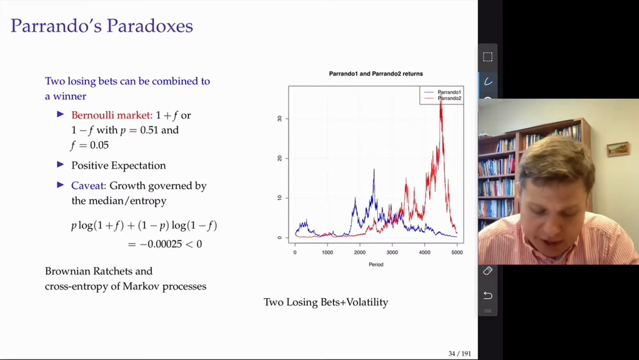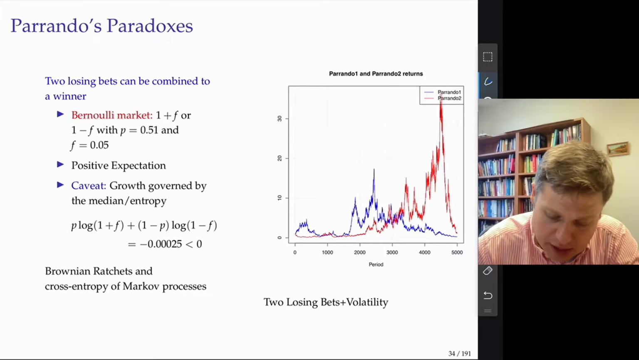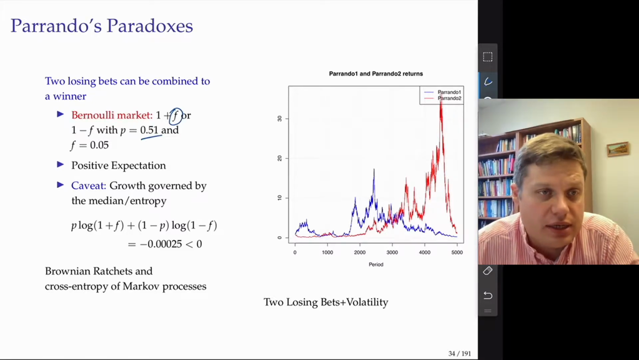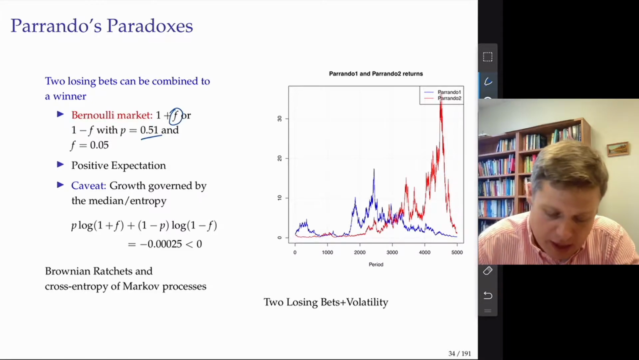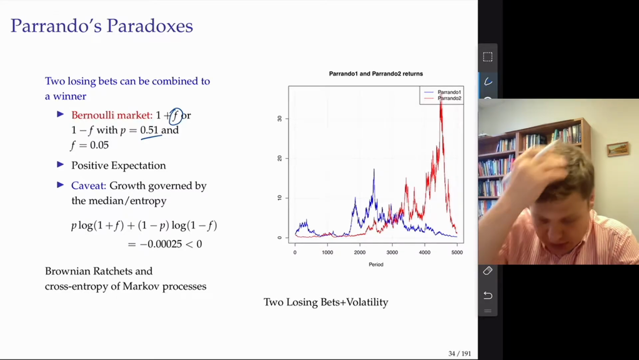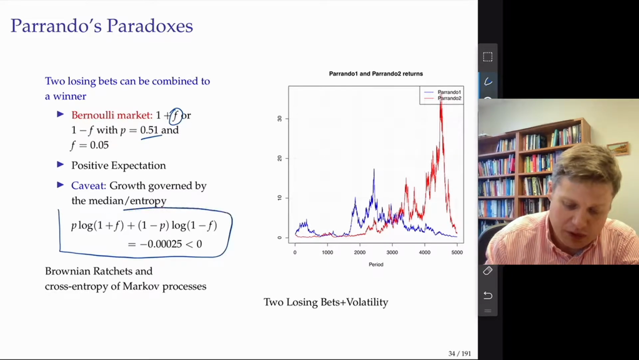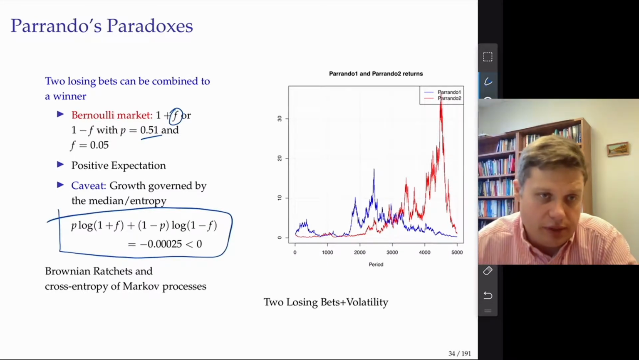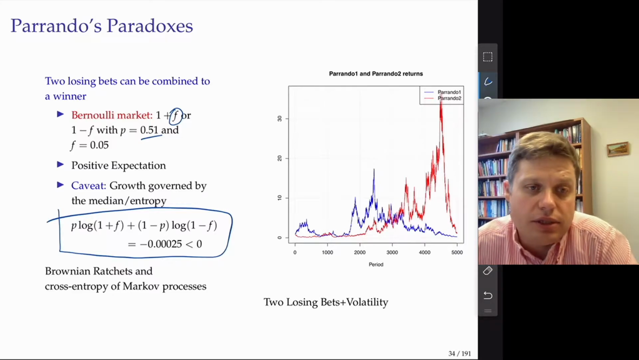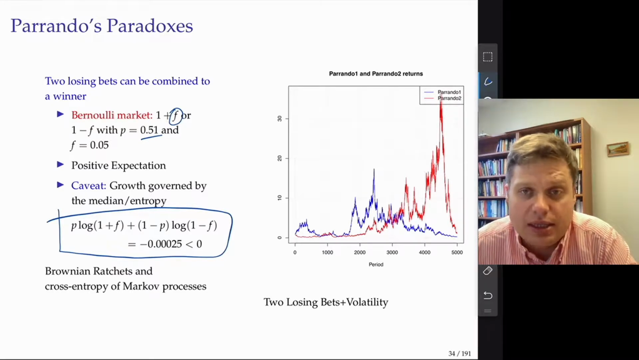So the first losing strategy is just a Bernoulli market. You gain f with probability 51%, and let's say f equals 5%, and then you lose f, you lose 5% with probability 49%. And if you plug those numbers into your logarithmic utility function or entropy function, you actually get a negative utility out of that. So that's a losing strategy according to this utility. And let's consider another game.